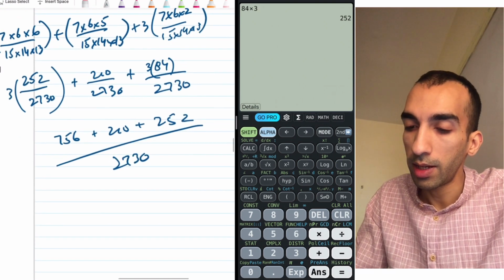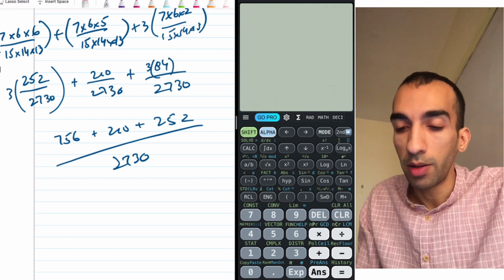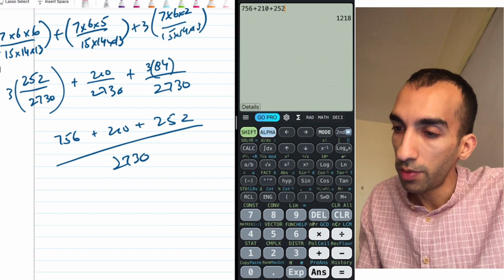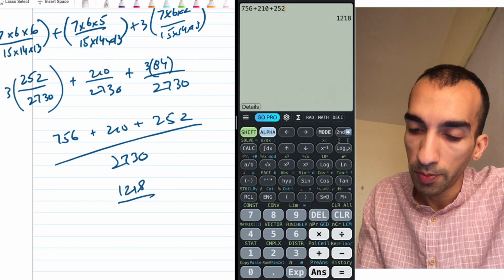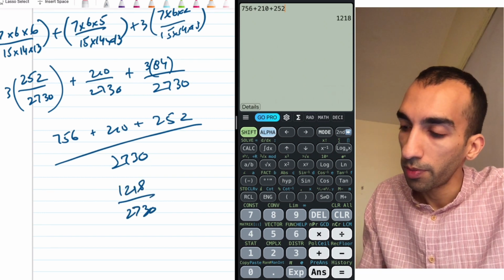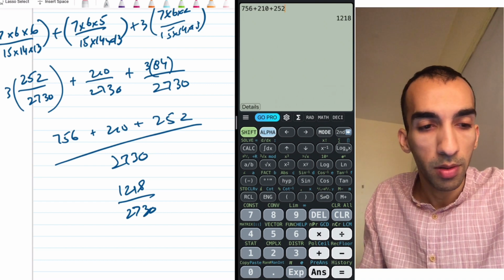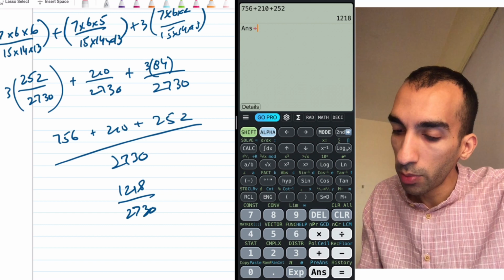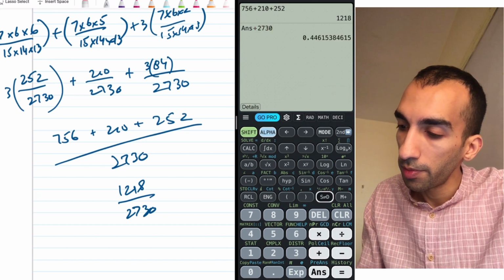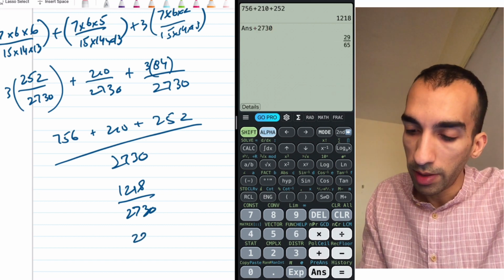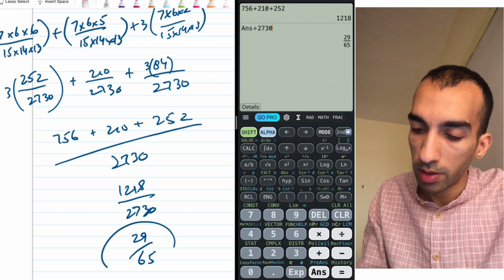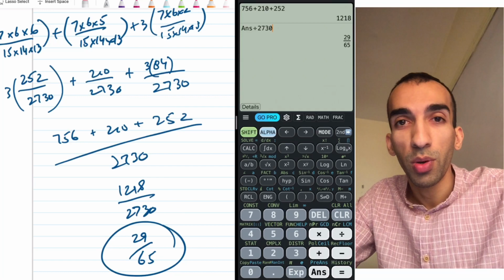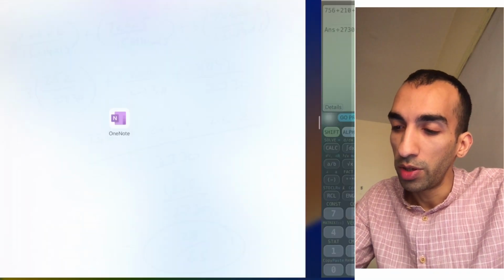2730 luckily happens to be the LCM as well. 756 plus 210 plus 252, that's 1218, over 2730. And we can even simplify that and see, in fact divide that with the total number and see if we end up with this answer, 29 by 65, and that is perfect. I hope it made sense. I mean, that's a pretty long question and I hope you did not lose track of it.